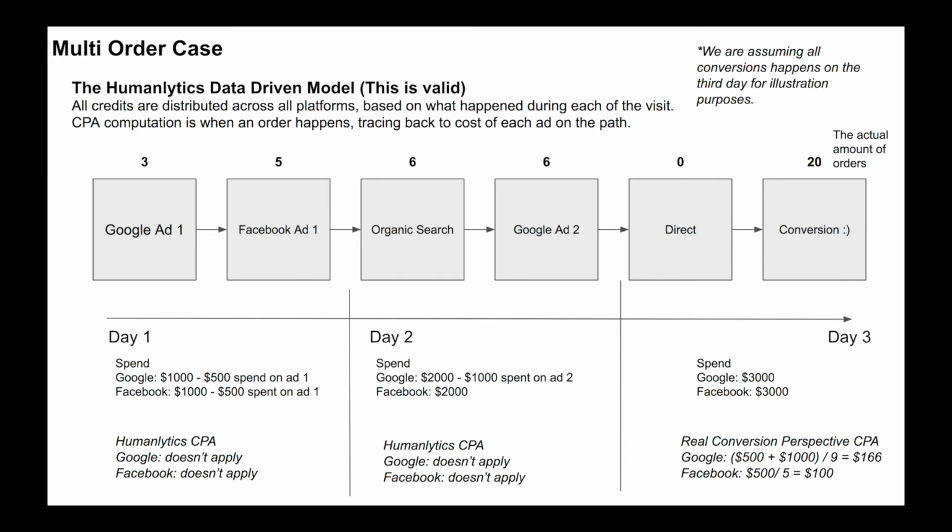And the remaining credit goes to organic search, which doesn't have a CPA because it's very hard to track a concrete amount of money you spend on organic search. So overall, what you get here is the real conversion-perspective CPA, because it takes ad spend that happened previously and attributes it forward into the conversions, instead of using the spending you have on the day, because spending on the day is not what made these conversions happen.